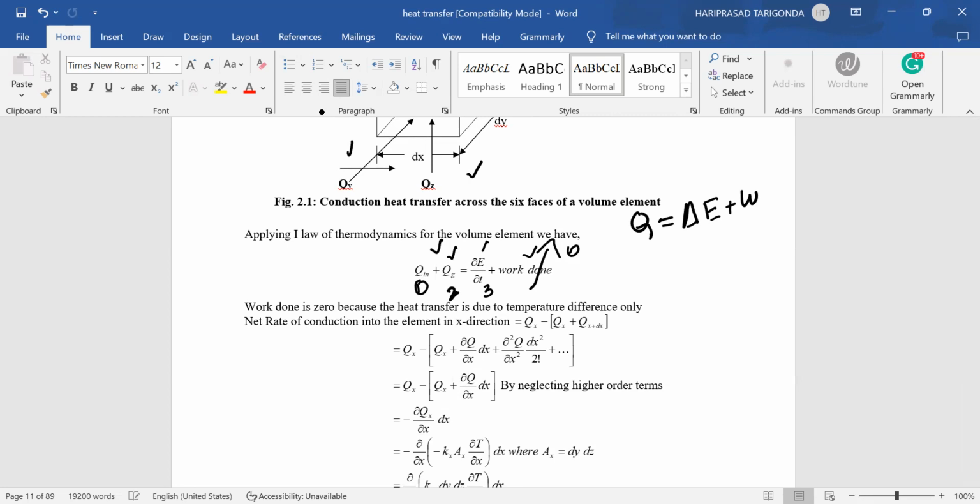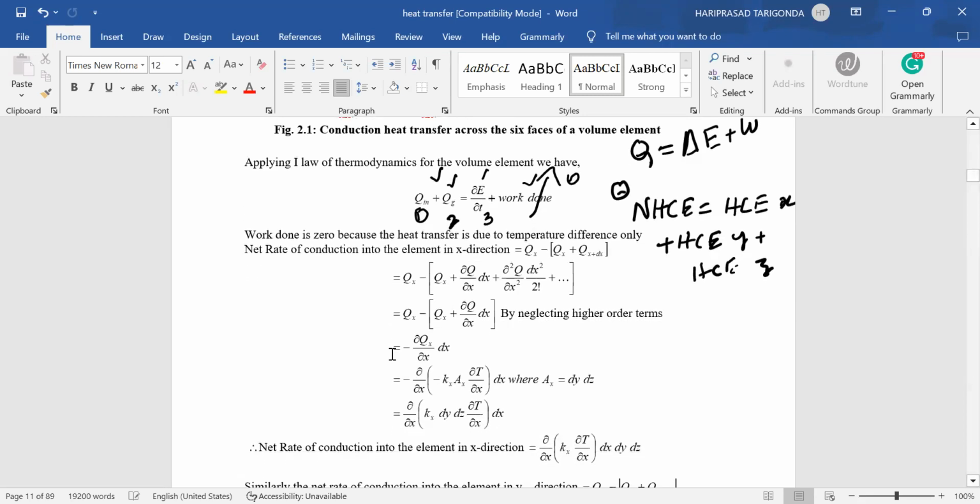So the net heat conducted into the element is equal to the heat conducted into the element in the x direction, plus the heat conducted into the element in the y direction, plus the heat conducted into the element in the z direction. So in all the directions, if we add, then only we will get the total heat conducted into the element.